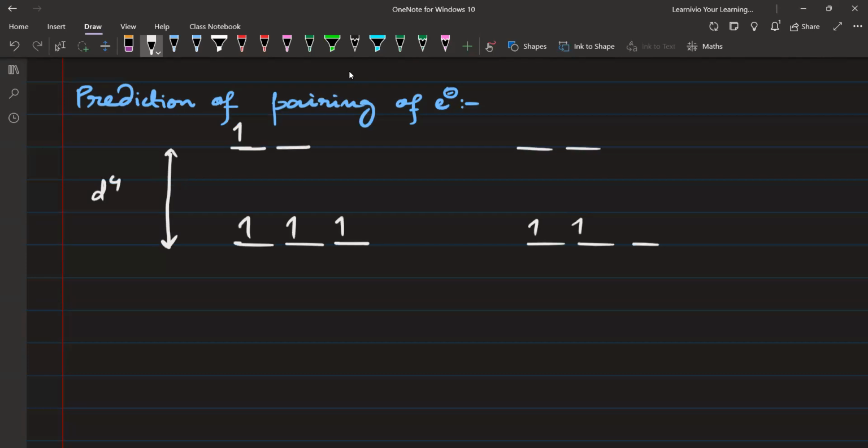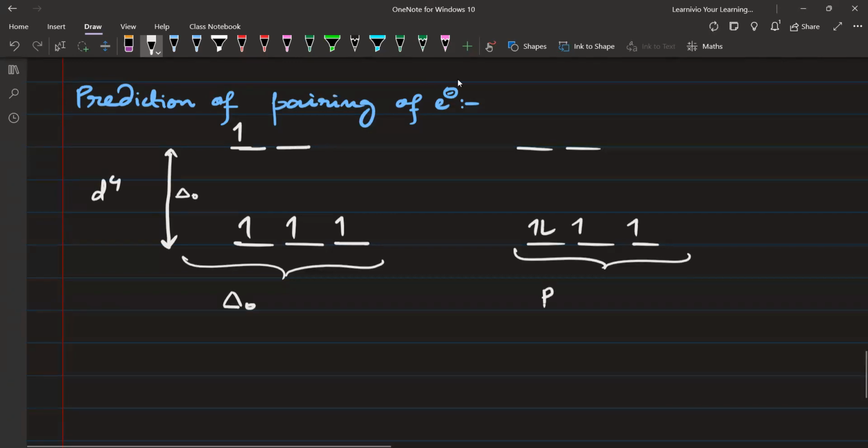1 2 3 4, so pairing happens. Now in both the cases the electron has to experience some increase in energy. Here, the increase will be equal to del O in the first case, and here also it is going to have an increase in energy, and that increase will be because of the pairing energy, because of the electronic repulsion. That means there are two bad things.